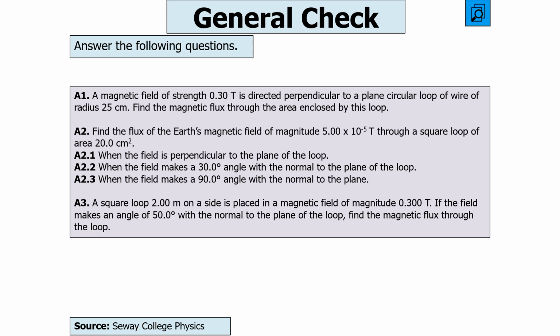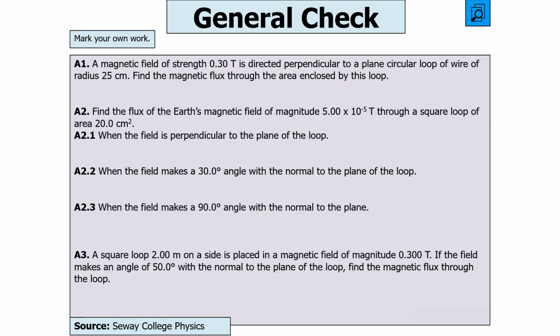Then, a square loop of 2.00 meters on a side is placed in a magnetic field of magnitude 0.300 teslas. If the field makes an angle of 50 degrees with the normal to the plane of the loop, find the magnetic flux through the loop. So pause the video now, then unpause the video when you want to go through your answers.